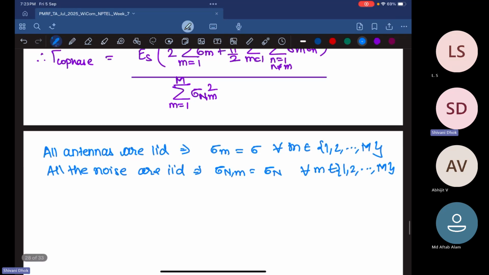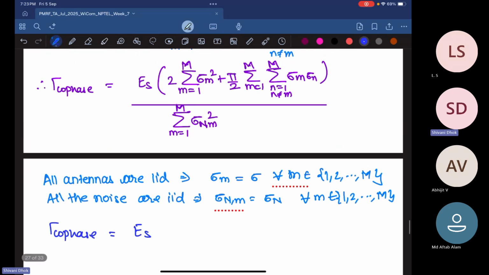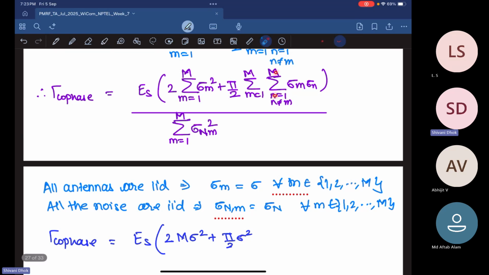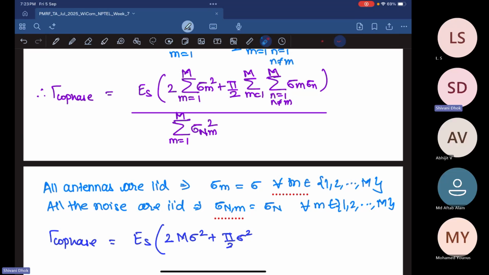So for this, your gamma cophase comes out to be equal to Es into 2 times, you have sigma m sigma square. Sigma square is getting repeated m times, so you have 2m sigma square plus pi by 2 sigma square. Now this summation is repeated m minus 1 times, so this summation runs from n equal to 1 to capital M, but it is excluding one term which is for n equal to m.